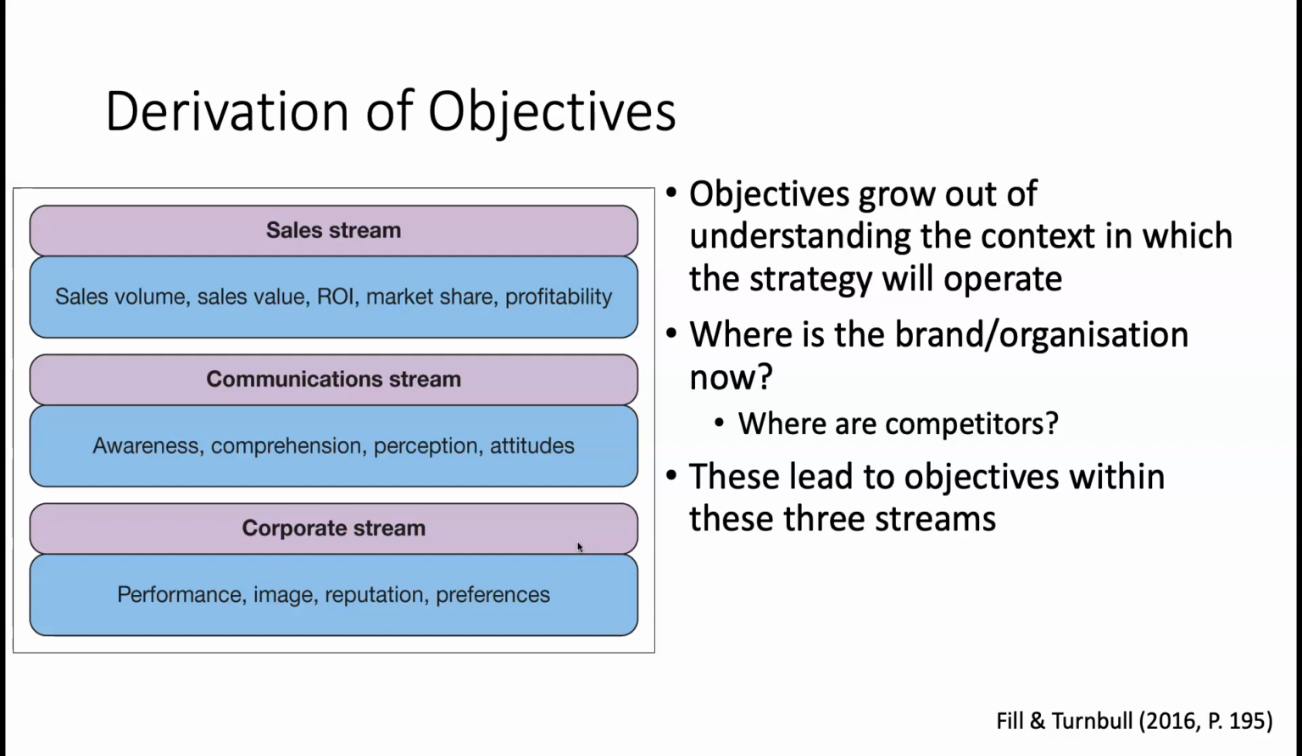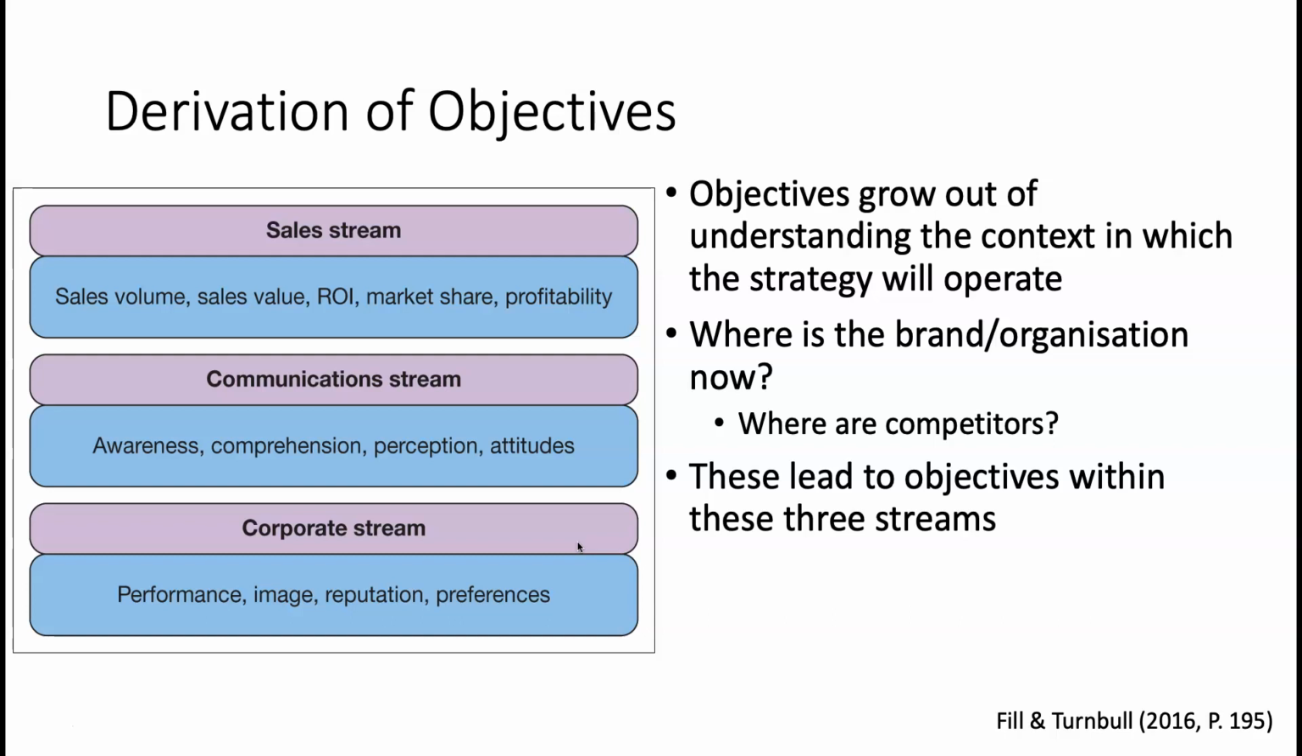So Phil and Turnbull identify that there's a corporate stream of objectives. So at the corporate level, an organization is concerned with objectives around performance. So how do they perform vis-a-vis competitors or vis-a-vis their past performance? Also at the corporate level, their image, how do customers and stakeholders see them, and reputation, and also, again, preferences.